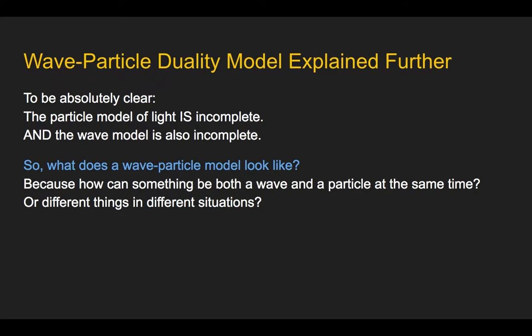Okay. So when we create these models, remember models are only useful if they help us predict how something will behave in certain situations, like if we can predict how things work. So when our models break down, that means we have to discard them and replace them with new models. So the wave particle duality is really the model we adopted because we discovered that the particle model of light was incomplete and the wave model is also incomplete. So that meant we needed to create a new model.